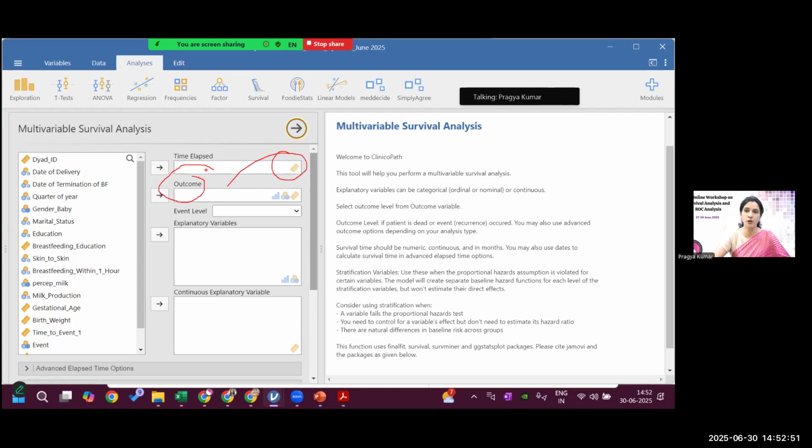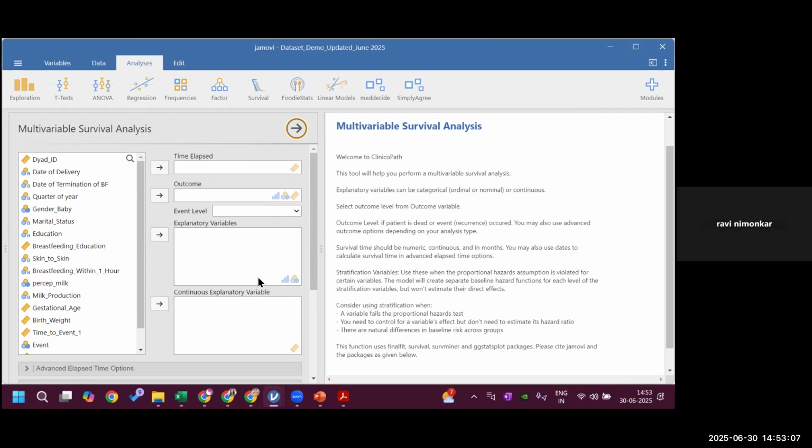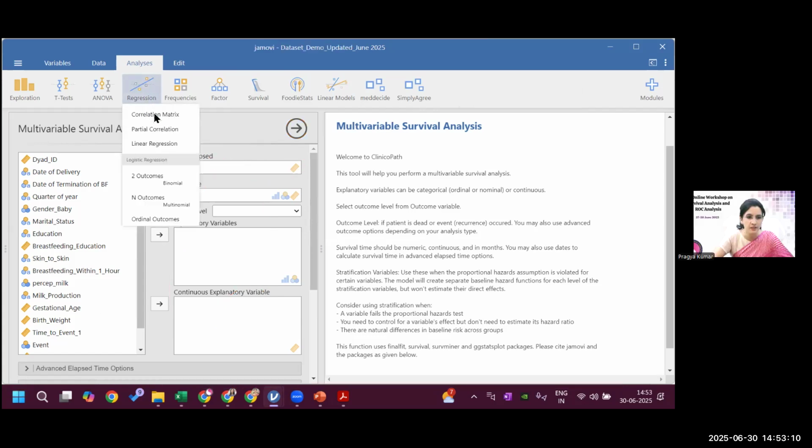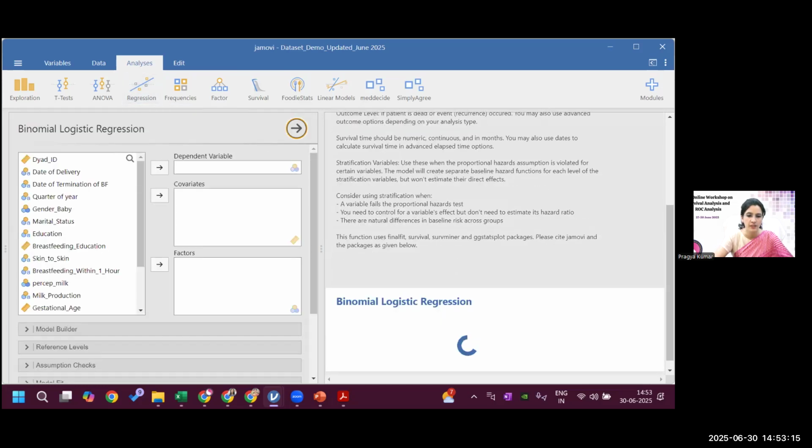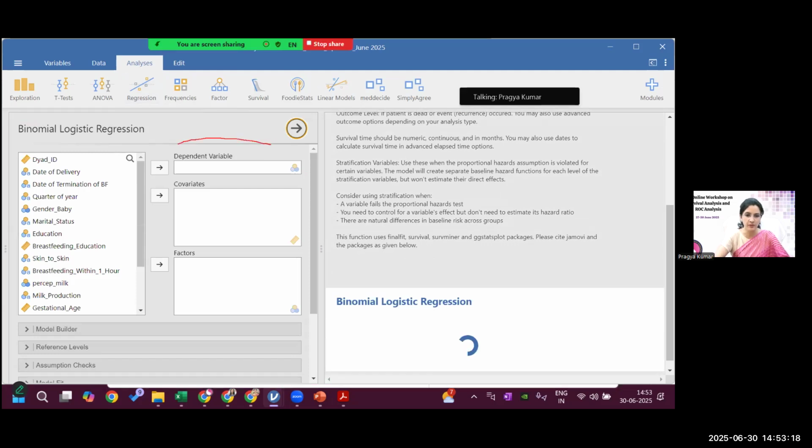If you can recall logistic, if you remove this time from this window, then it will be like logistic, where the outcome happened or not happened, and then you have explanatory and continuous variables. If I show you, if you go to regression and binomial logistic, here there is only one dependent variable, where you put yes and no. But in the case of Cox, you will find there are two boxes.